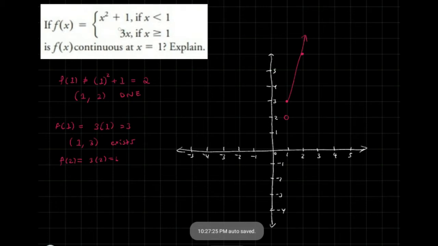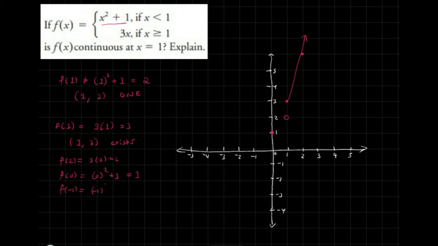Now let's take a look at x less than 1. Let's do f of 0. F of 0 here is 0 squared plus 1. We plug it into this equation, and we get 1. So (0, 1) will exist, and this should be concave up. And if we do f of negative 1, we get negative 1 squared plus 1, which is 2. So you can kind of understand how this would work. So this would be basically a quadratic.